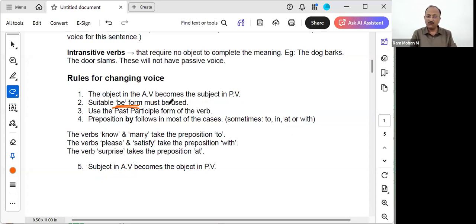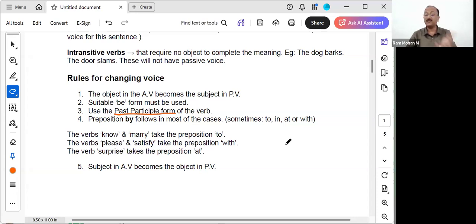And in the passive voice, always we'll use the verb in the past participle form only. That means third form. Write, wrote, written. Written is the third form of the verb. That's called the past participle form. Only past participle form will be used. Read, read, read. Sing, sang, sung.